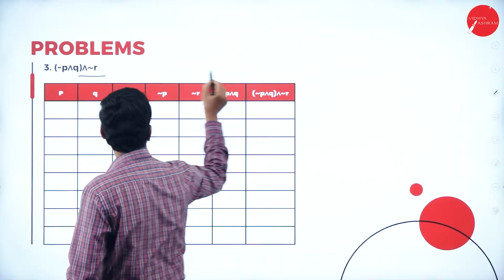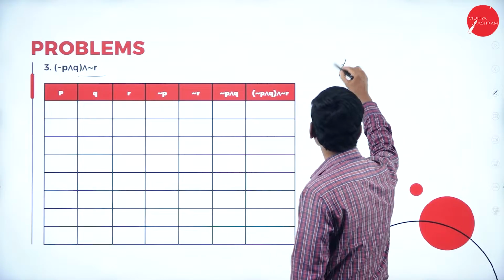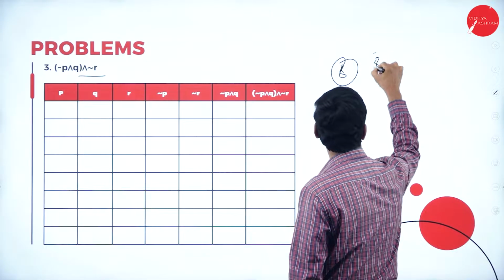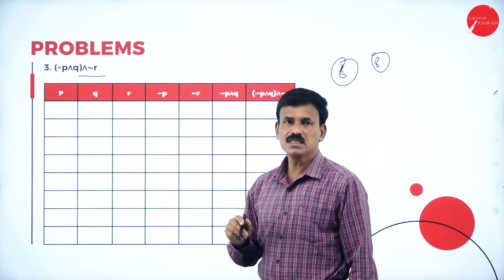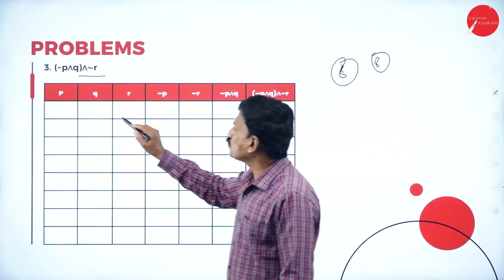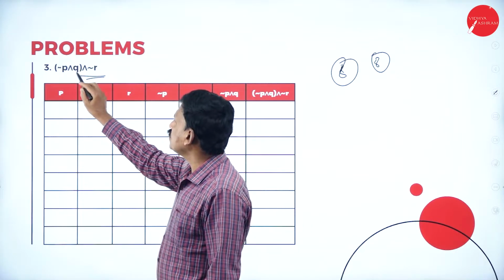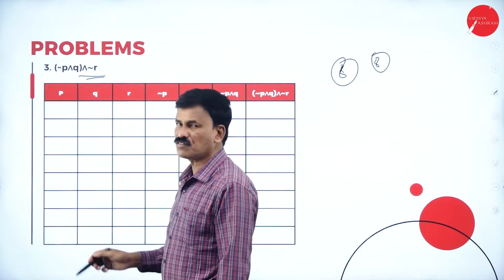This is a very important type of problem. You may expect this type of problem for 8 marks. This is an 8 marks question, right? Here it's a compound proposition containing P, Q, R. Now, what is to find? Negation of P conjunction Q, conjunction negation of R.